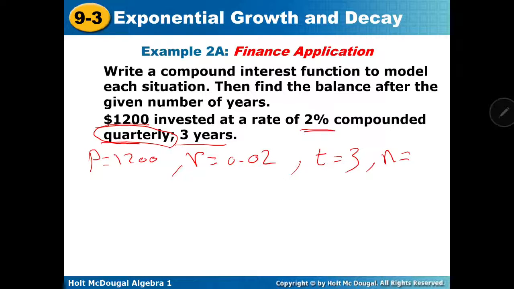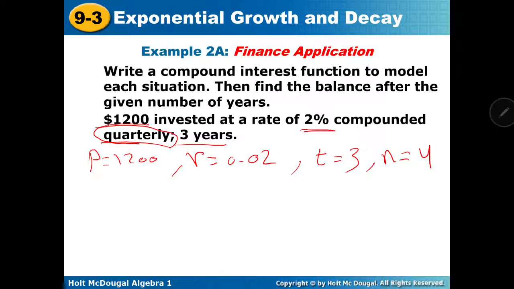Quarterly means the interest is compounded after each quarter of the year. And how many quarters are in the year? The year has 4 quarters, so n is 4. If it says compounded monthly, how many months in the year? 12. So n will be 12. If it says compounded thirdly, how many thirds in the year? 3. So n will be 3. But here quarterly means n is 4.